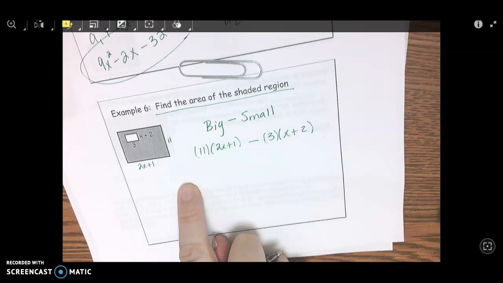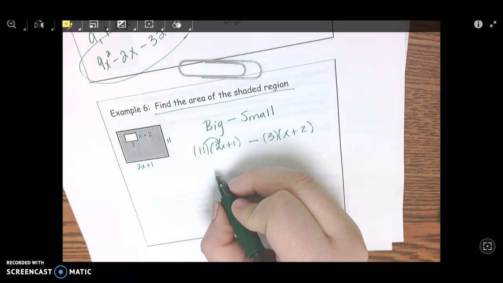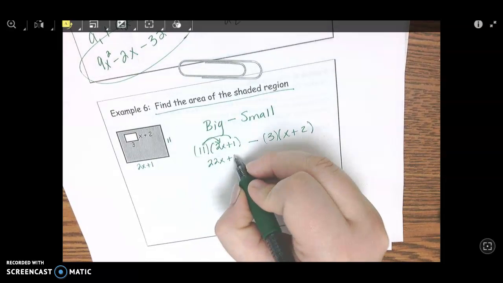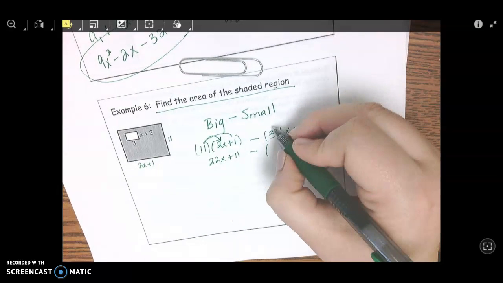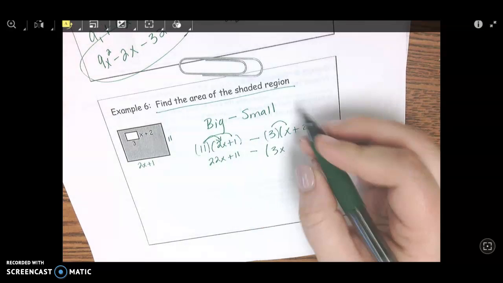So let's figure that out. What is 11 times 2x? 22x. What is 11 times 1? 11. Minus. What's 3 times x? What's 3 times 2?